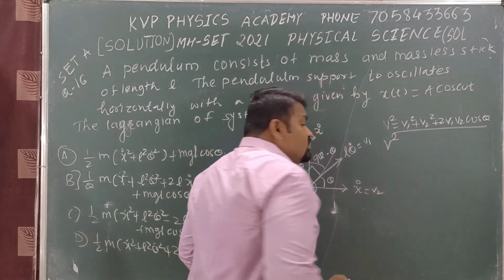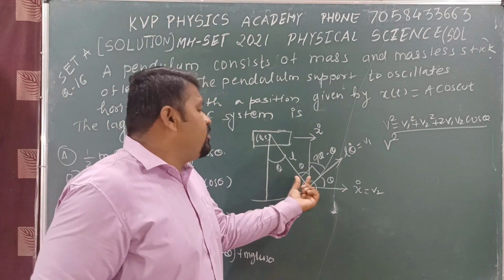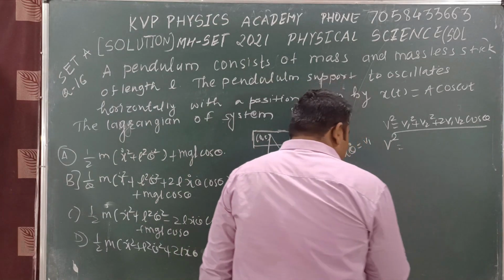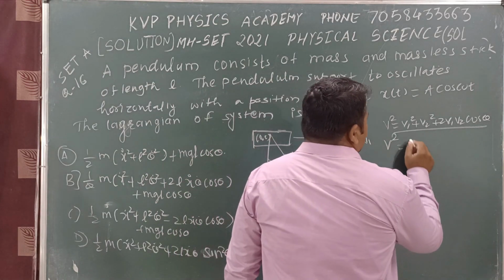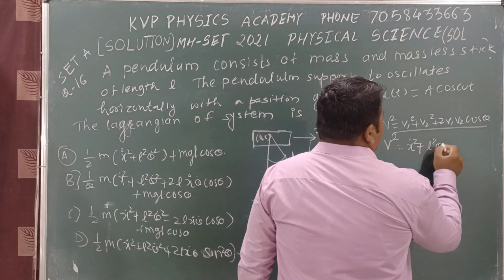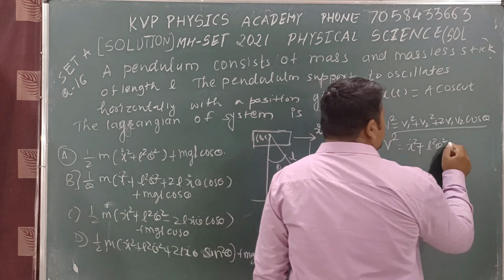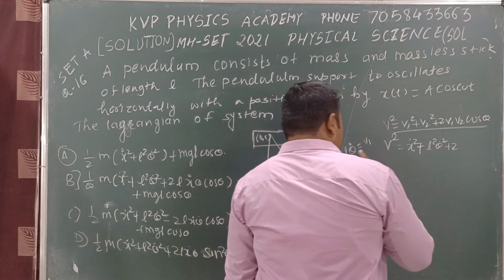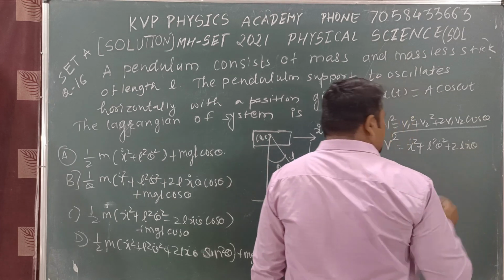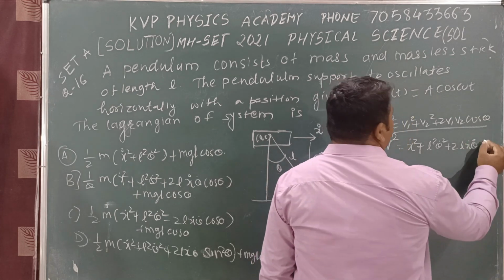V square means this is the resultant velocity on this pendulum. Okay, yes. What is the V1 square? Suppose we say this one is V1, then x dot square plus V2 square, L square theta dot square, plus 2 times V1 L x dot theta dot cos theta.